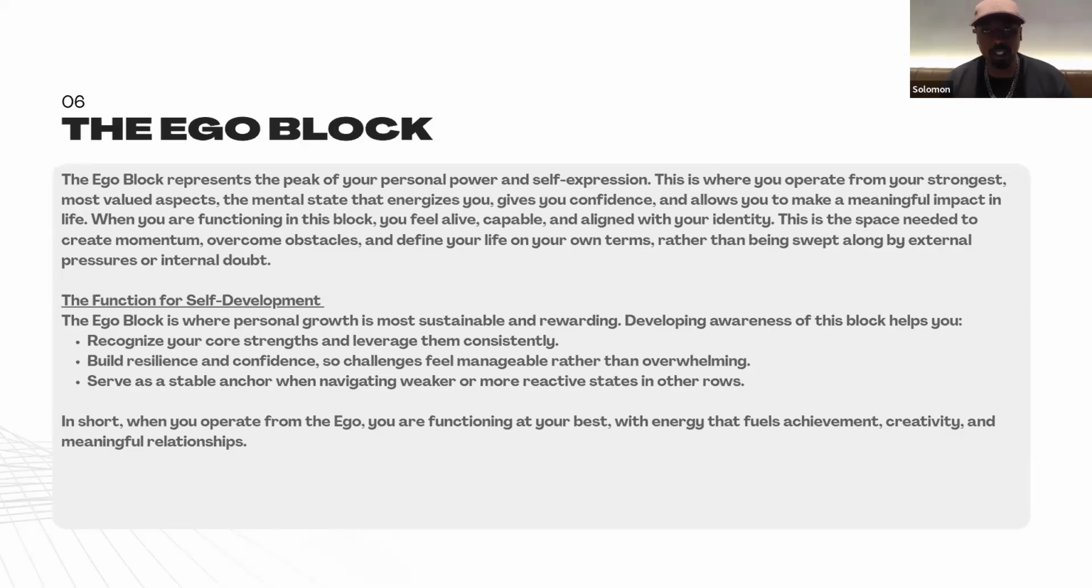Because the thing about Model S is that we really like to look at what happens when two different cognitive roles pair together and how that influences the overall behavior and development of a person. The ego block represents the peak of your personal power and self-expression. This is where you operate from your strongest and most valued aspects, the mental state that energizes you, gives you confidence, and allows you to make meaningful impact in life.